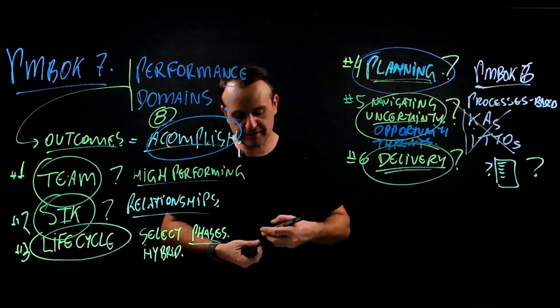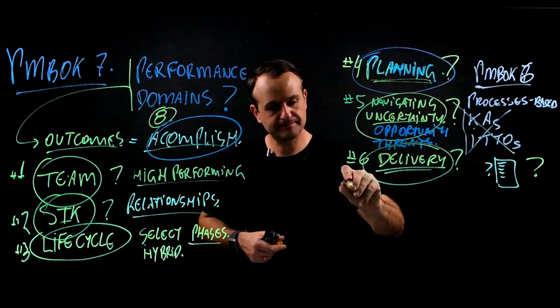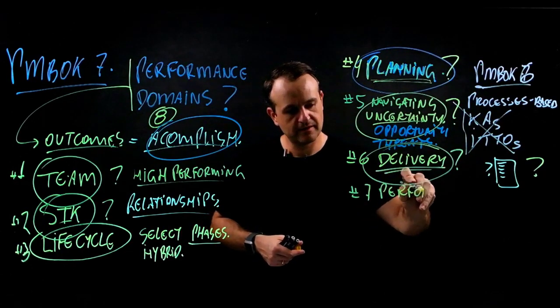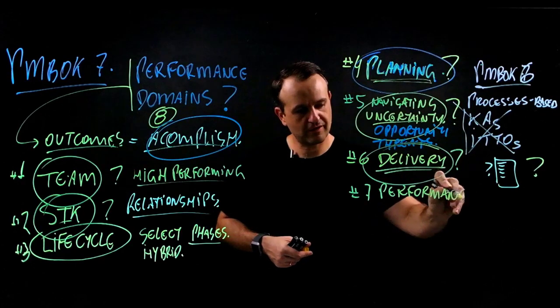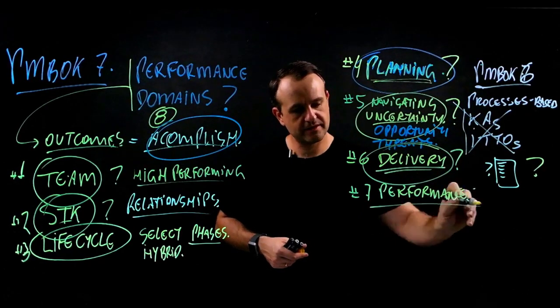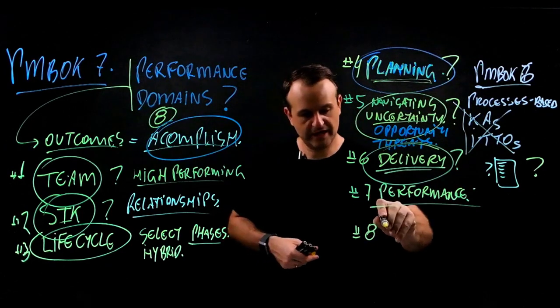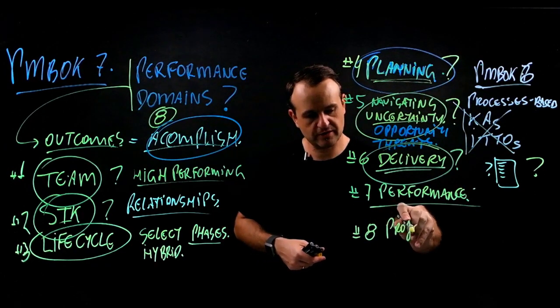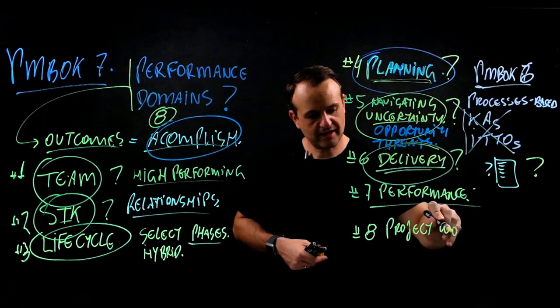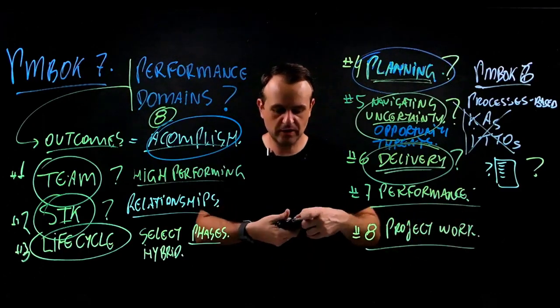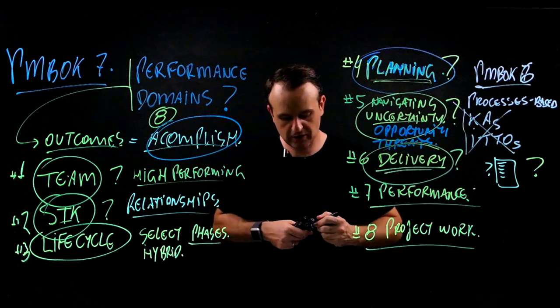Number 7 is performance. I'm also going to include the next one: this is performance domain number 7, and in number 8 we have the project work. So what are the differences here? Again, think about outcomes, what we want to accomplish when we think about performance.